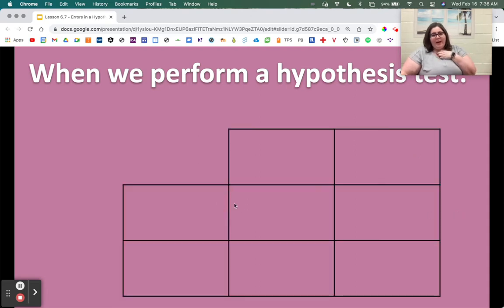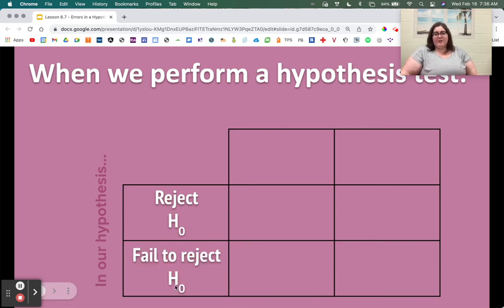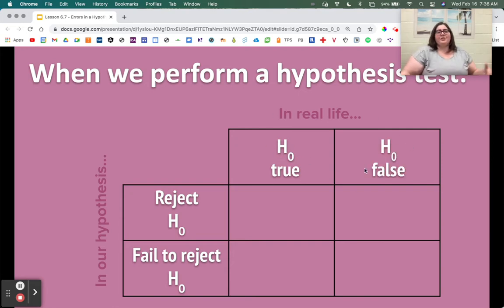So when we perform a hypothesis test, we could either reject the null hypothesis or fail to reject. This is based on a probability. This is based on our evidence. In real life, though, the null hypothesis is either going to be true or it's going to be false. And this is the thing that we don't actually know ahead of time. So this is just what's true in reality.